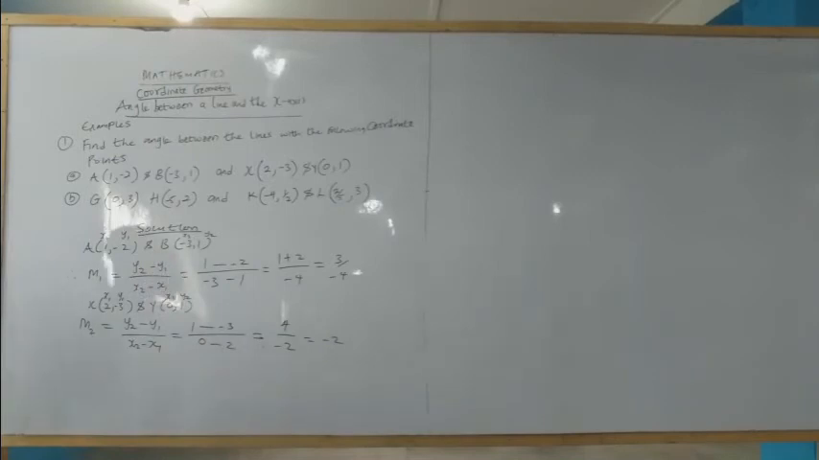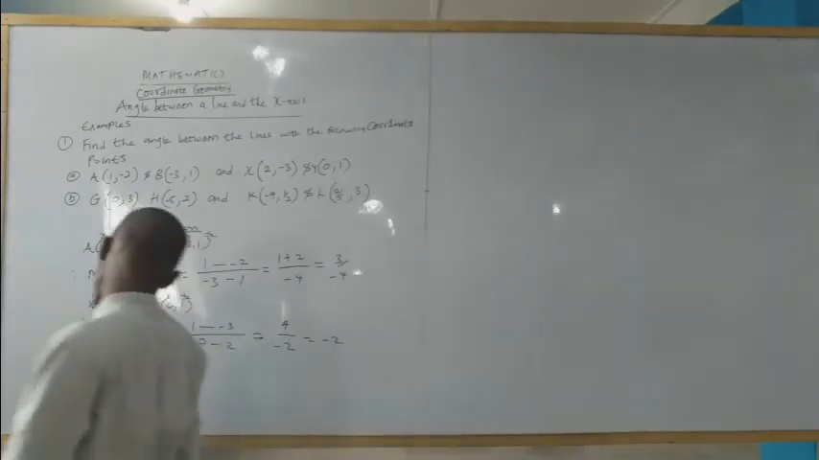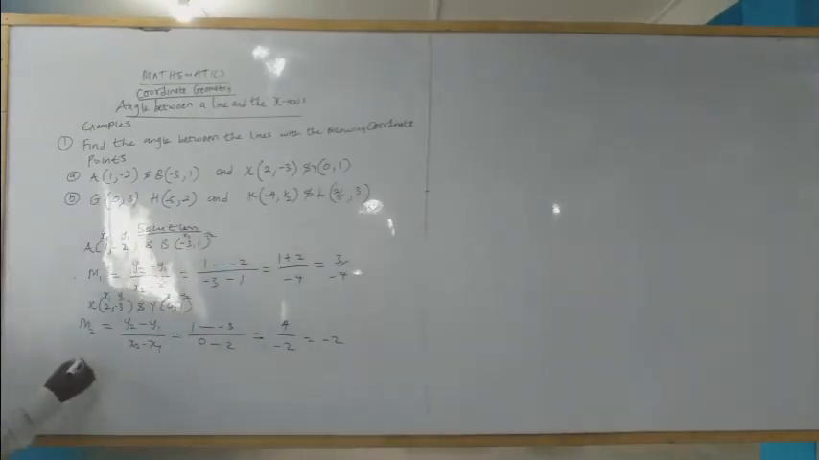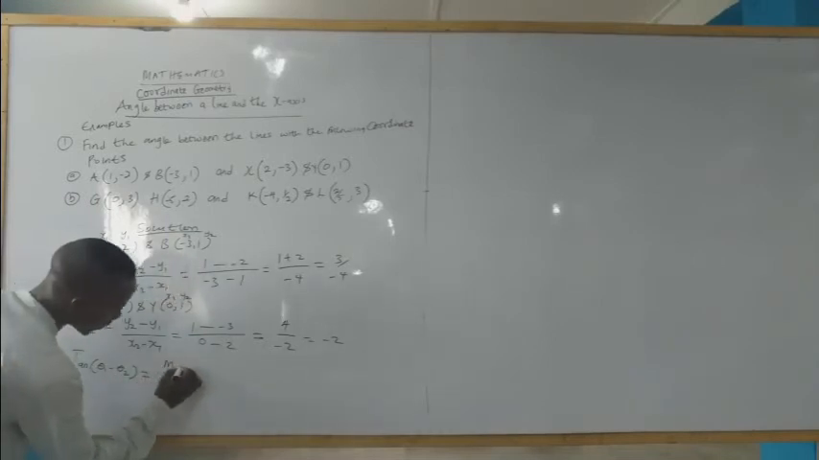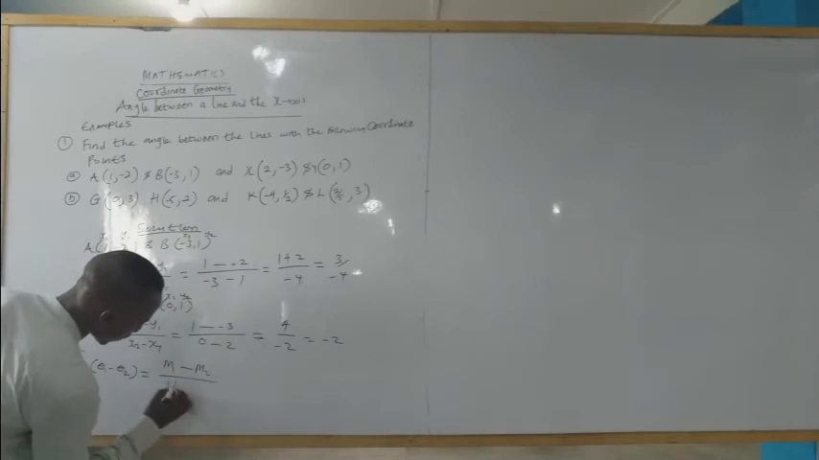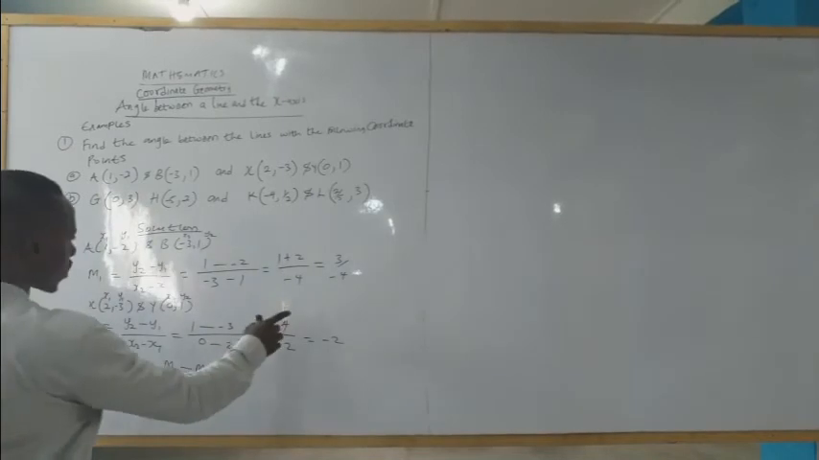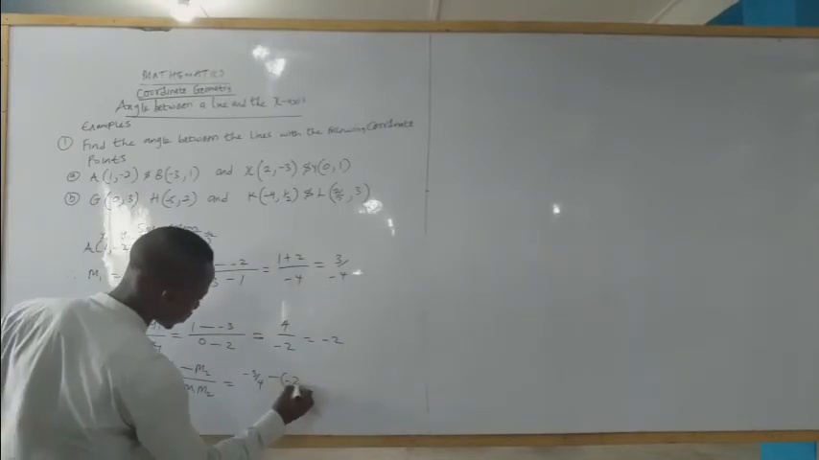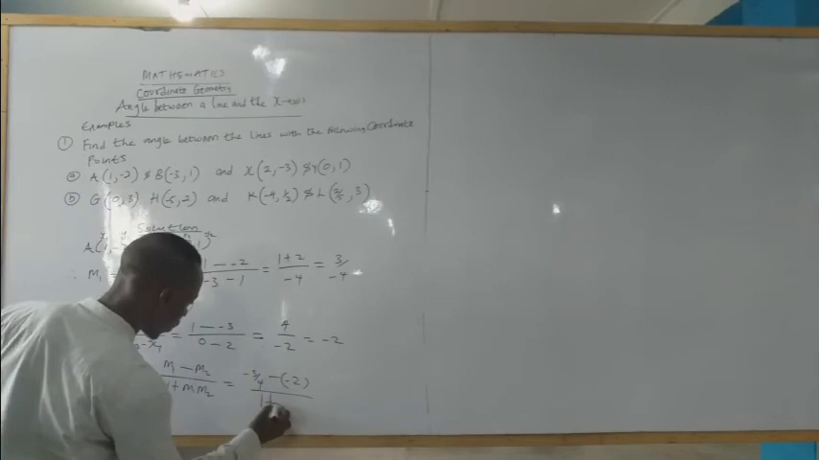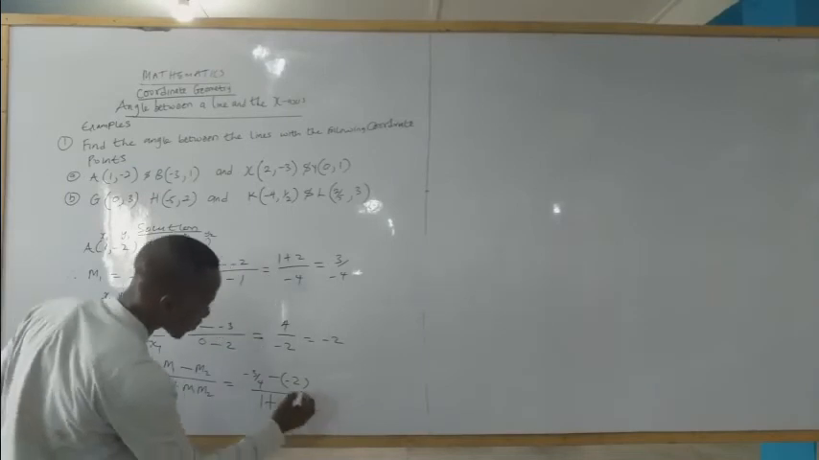That's just what we need to calculate the angle between two lines on a Cartesian graph. So what we have to do now, we just compare these two and bring out the equation. The equation is tan theta 1 minus theta 2 is equal to M1 minus M2 over 1 plus M1 M2. So this will be equal to our M1, minus 3 over 4, minus M2, minus 2, over 1 plus M1, minus 3 over 4, and our M2, minus 2.